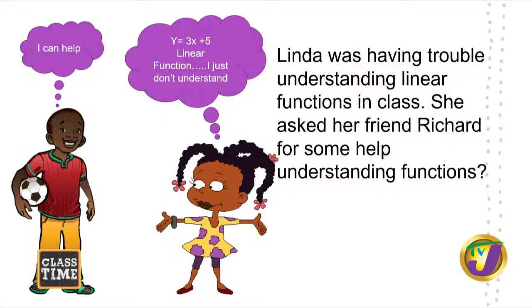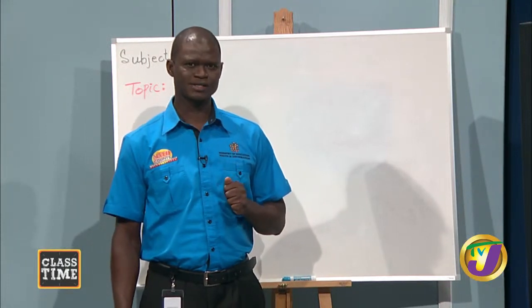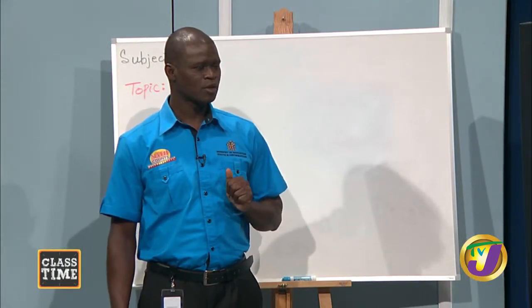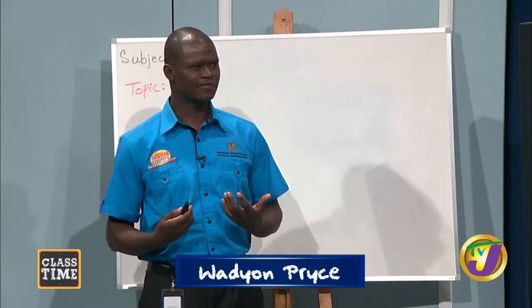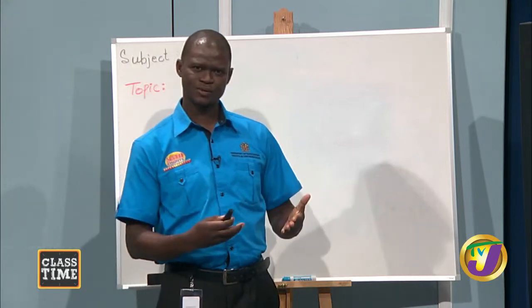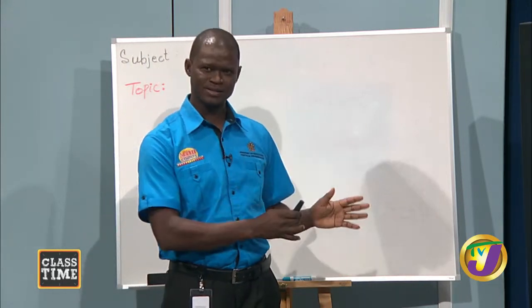All right, so let's look at this scenario. Linda was having trouble in her math class. She had some difficulties with linear functions, so she asked her friend Richard to help her understand. Let's see what Richard did. Since Linda has a vending machine at her school, I'll use that example to bring out the concept of a function. A function behaves similarly to a machine in that it takes an input and brings out one particular output.